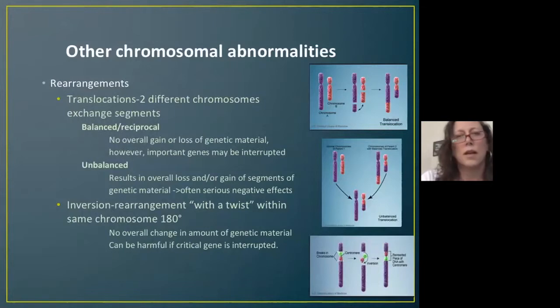Okay, so not only can we have extra or missing chromosome material, we can also interrupt important genes. We can have translocations, which is when two different chromosomes exchange segments with each other. These come in two different flavors. Balanced translocations result in no overall gain or loss of genetic material, but important genes can be disrupted. There may be a danger for these folks that have these balanced translocations. They may not know that they have it until they have offspring with an unbalanced result.